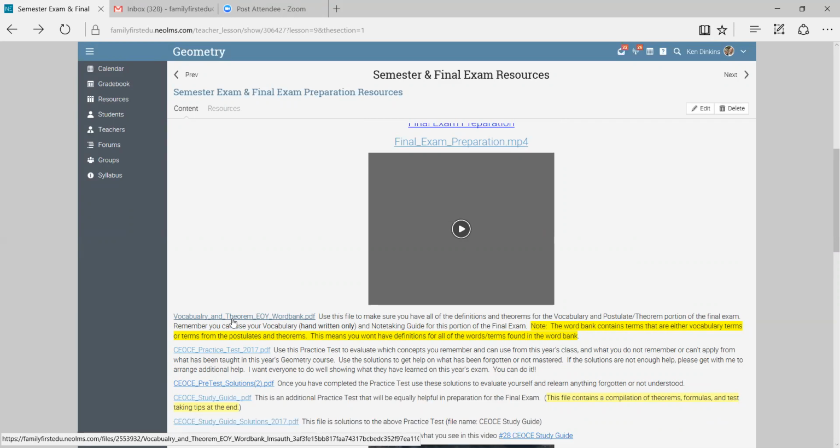And then below the word bank, you see a table that has the chapter and sections where the postulates and theorems are coming from, so that you can go through those chapters and sections and make sure you didn't miss filling in the blanks for any of the postulates or theorems. And some of them on the test are not word for word, but the general idea is there.